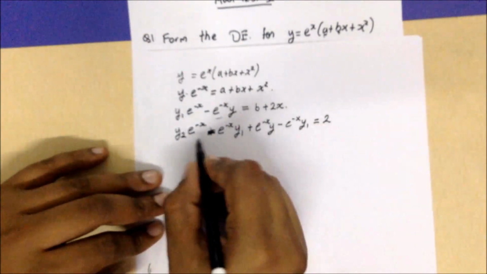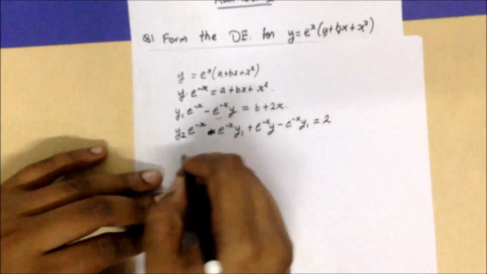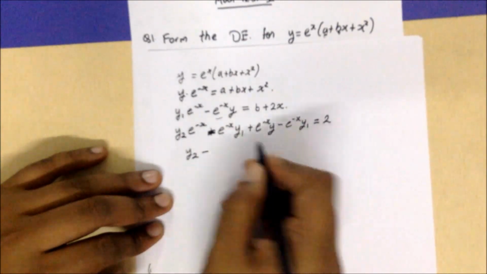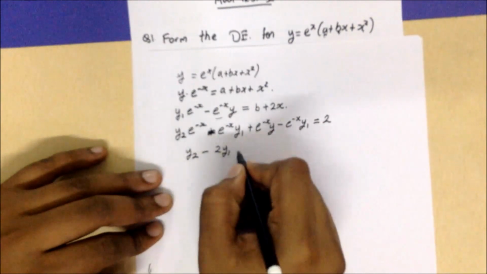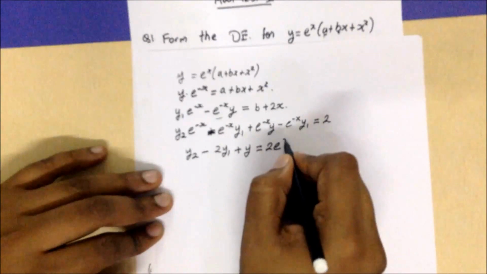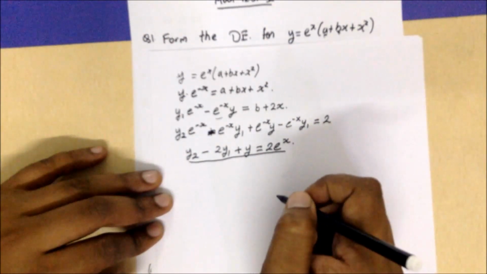Now you can see that e raised to minus x is present in every term. You can take that to the other side and you'll get y2 minus 2y1 plus y equals 2 into e raised to x. So you're directly getting the equation, that is your differential equation.